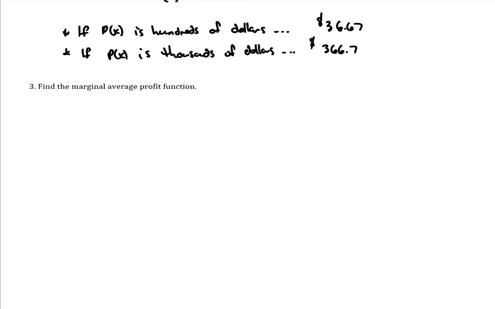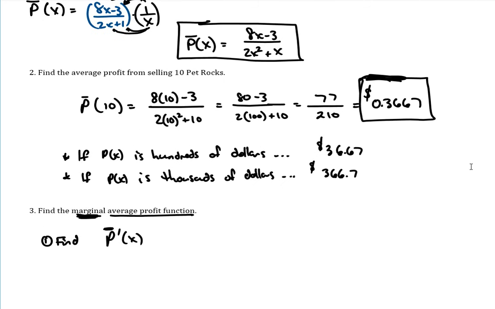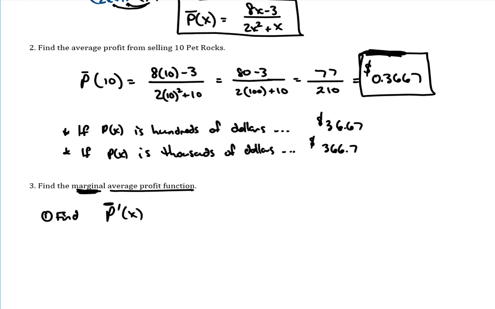Step 3, find the marginal average profit function. So marginal is telling you to find the derivative of this function. So finding the marginal average profit function is finding P bar prime of X. So that's what we want to find. Okay, so we have our P bar of X there. I'm going to write that here to the side so I don't have to scroll too often.